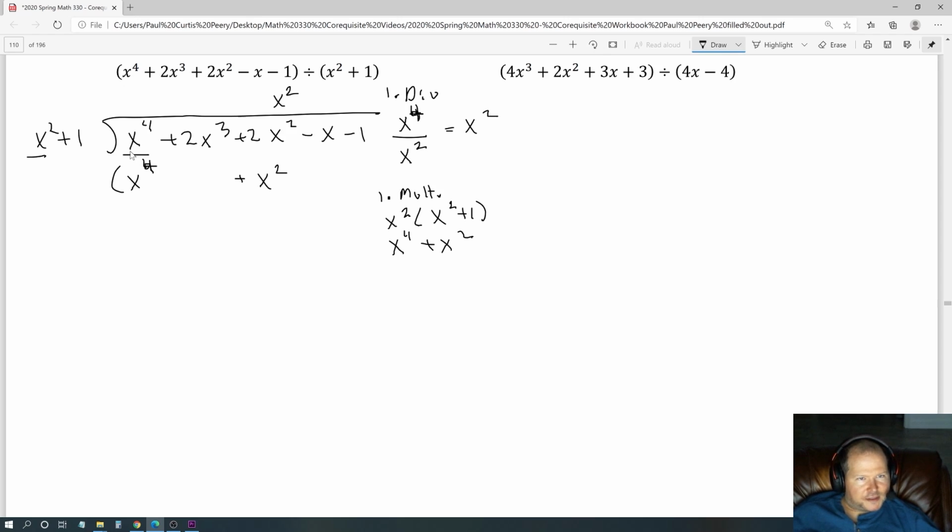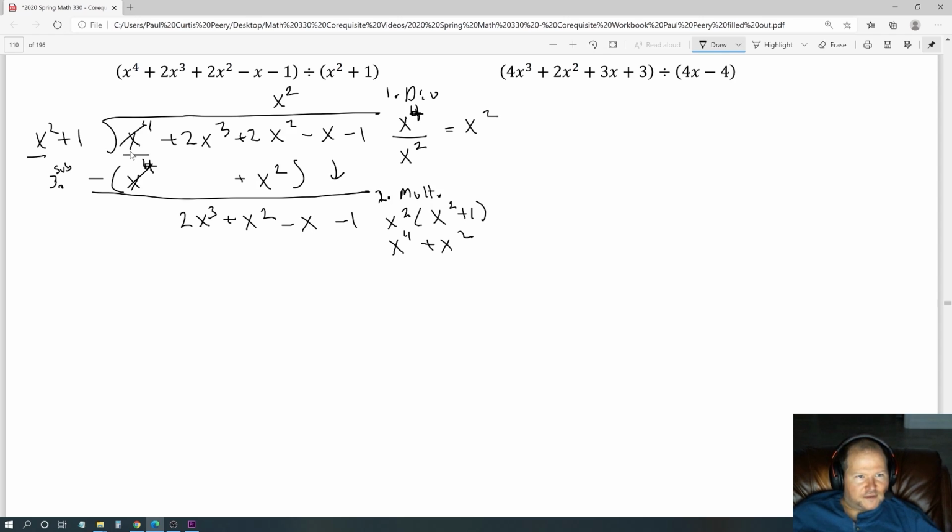Okay, and then we are going to subtract, which is the third step right there. So x to the fourth minus x to the fourth cancels out. We bring down the 2x cubed, and then 2x squared minus x squared gives me x squared, minus x, minus 1. Bring down everything else, right?